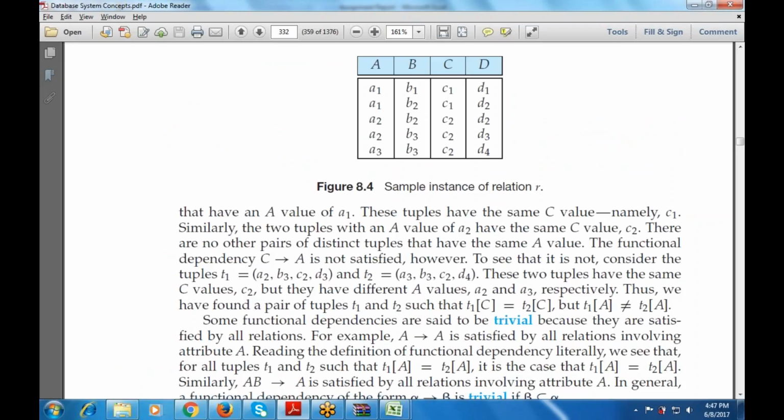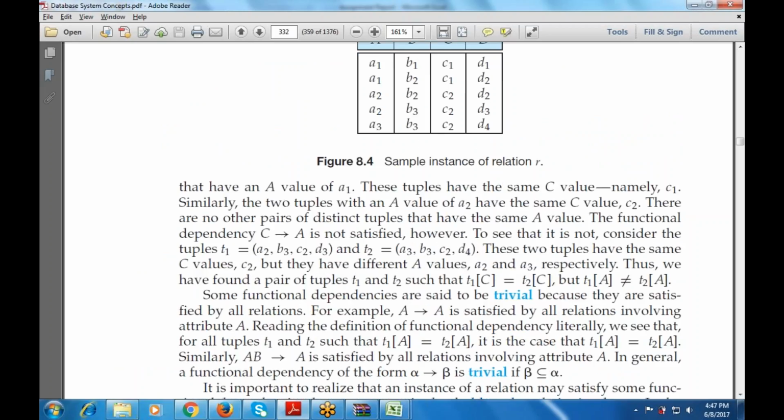There are four attributes A, B, C, D. Tuples have the same value C1, and no two tuples have the same value C2. And there are no other pairs of distinct tuples that have the same A value. However, this functional dependency is not satisfied. Consider the tuples t1 = (a2, b3, c2, d3) and t2 = (a3, b3, c2, d4). These two tuples have the same C value, c2, but they have different A values, a2 and a3. Therefore, we found a pair of tuples t1 and t2 such that t1[C] is equal to t2[C].